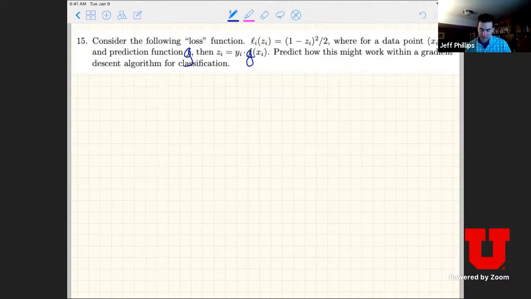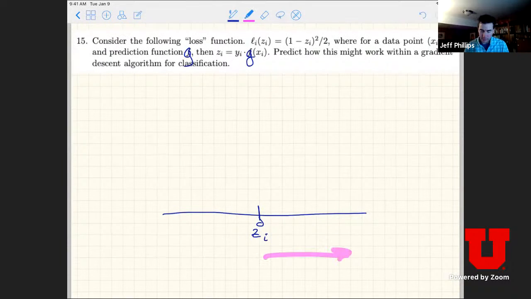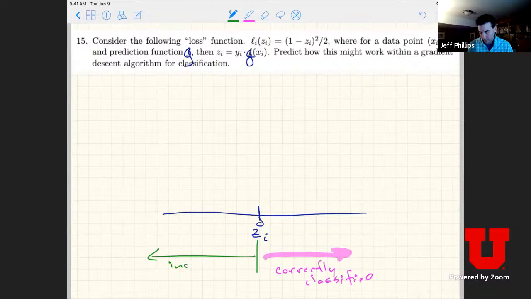Okay, so the key thing here, again, if you can, is to draw a picture. So I recommend having some scrap paper ready so you can draw a picture here. And so think of this zi function, and typically the idea is you have a 0 here, and this side is for correctly classified. And so this side over here is incorrectly classified.